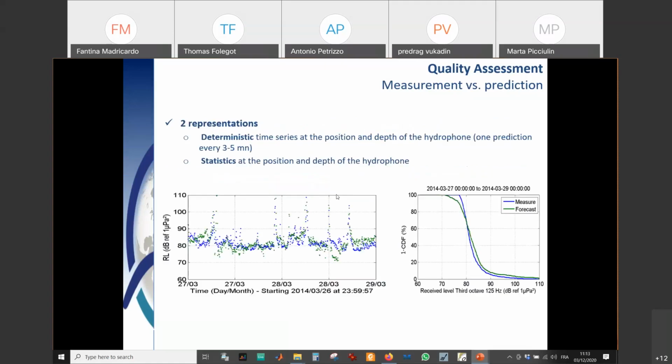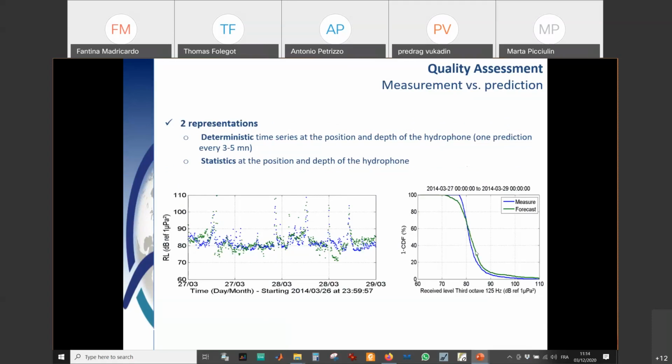So, as I said, we have two types of representations. You can look at your data as a time series. Here on the left, you have a received level as a function of time. Okay, this is exactly what is produced now with your algorithms that are processing the data.